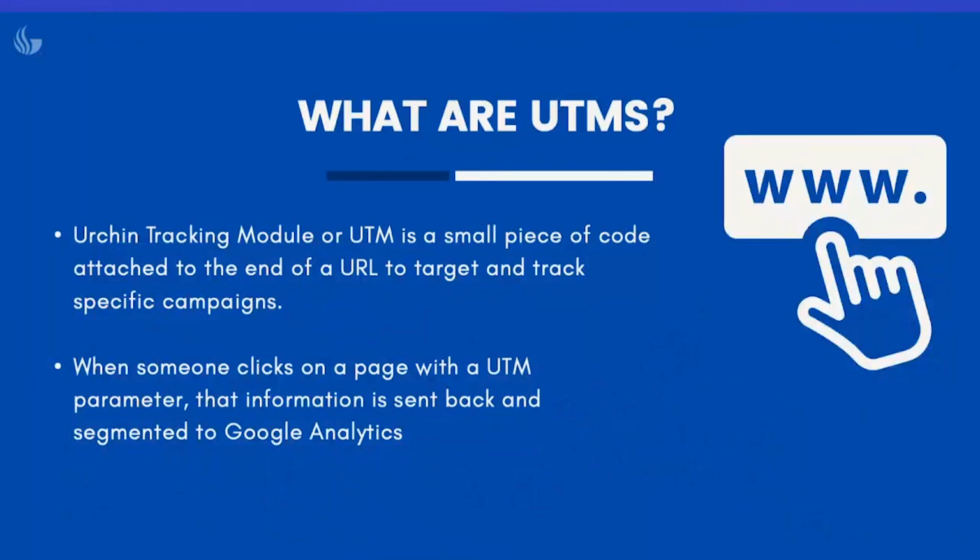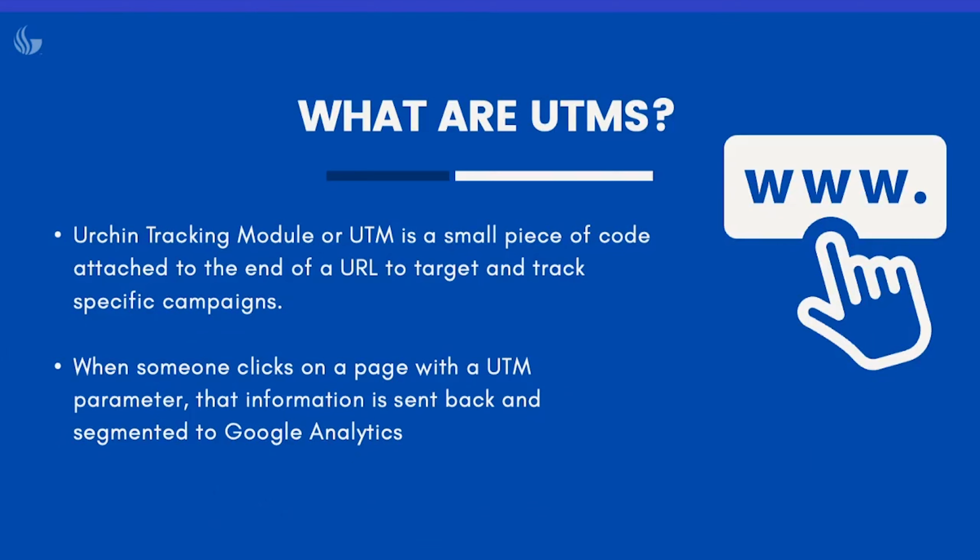UTMs are Urchin Tracking Modules, or UTM for short, which is really just a small piece of code attached to the end of a URL just to target and track specific campaigns. Whenever you're online shopping, like at Target or Best Buy, or on Nike, or say if you're looking at a blog, most of the time they have a UTM code attached to the end of that URL, just so they're able to see where their users are coming from.